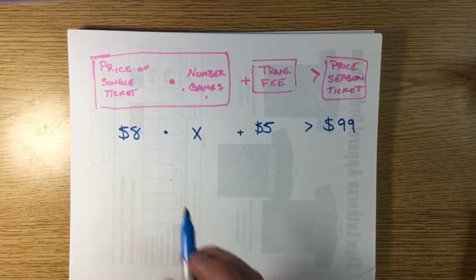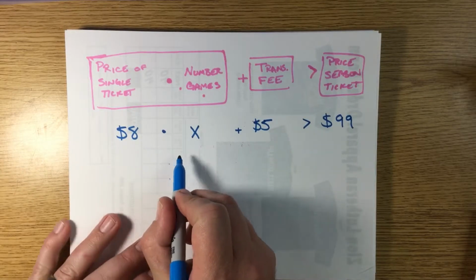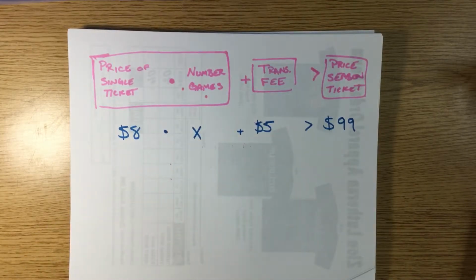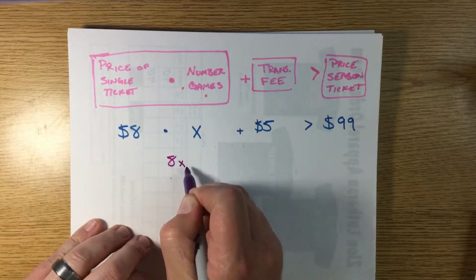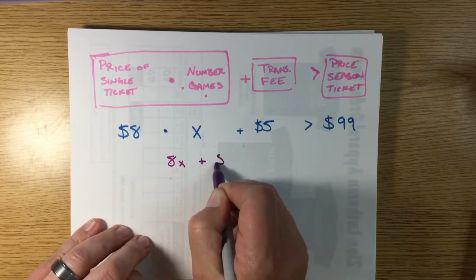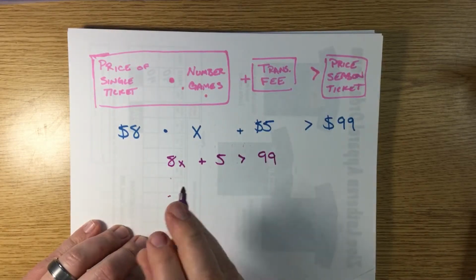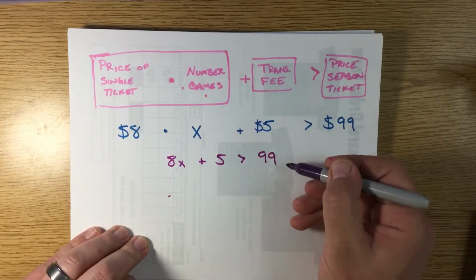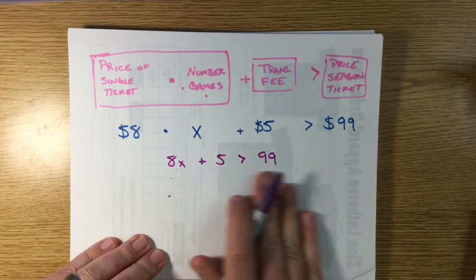Okay, so let's take a look. $8 times x. I'm going to write that a little bit differently. This is not necessarily the neatest way to write it, so I'm going to rewrite my problem. I'm going to change lines. I'm going to change colors. So here we go. I'm going to do 8 times x plus 5 is greater than 99. I went from having a verbal model to a variable inequality. So now this is what I've got to solve.